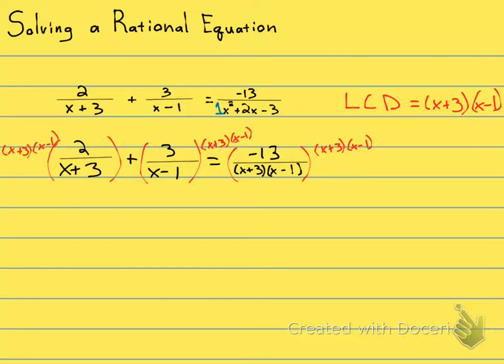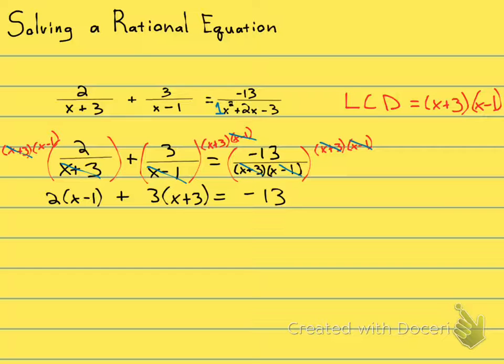All right, now this, let's see, this cancels with this. So I will have x minus 1 times 2, and I'm going to write it as 2 times x minus 1, plus these cancel. So I will have 3 times x plus 3 equals, and then both of these in the denominator cancel. Leave me with negative 13. Okay, now, what happened to your denominators? Right? Magic, right? They canceled out.